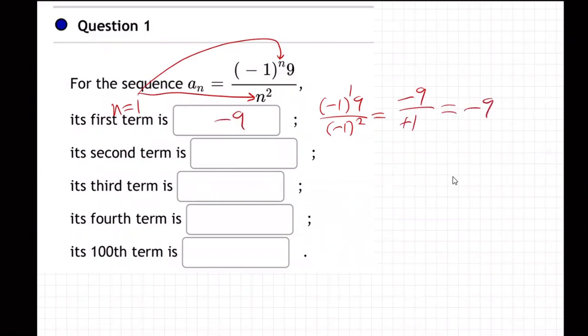So here in chapter 9, we're going to be talking about sequences and series, which come about from formulas. So we just have this formula, and when it says first term, it wants you to plug in 1. Second term, now we're going to plug in 2. So we plug in n equals 2, same formula. It will be minus 1 squared times 9.